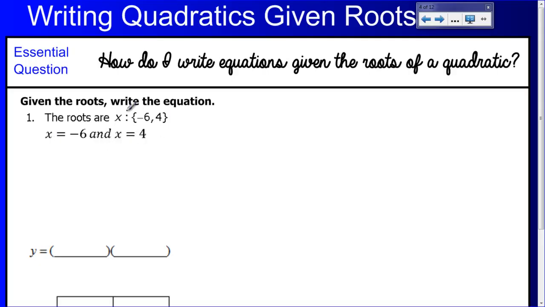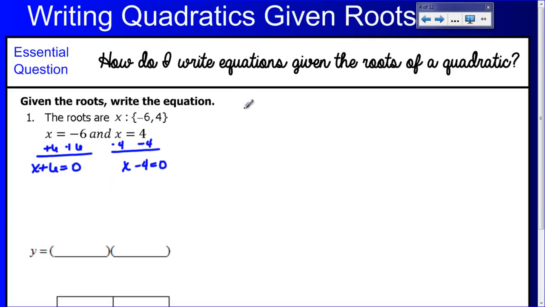Just like with what we did today in class, the first thing I have to do is make these two things equal 0. I can't do anything with a quadratic until it equals 0. So to make this one equal 0, I'm going to have to add 6 to both sides. So I'm going to end up with x plus 6 is equal to 0. And for this one, I'll have to subtract 4 on both sides. So I'm going to end up with x minus 4 is equal to 0.